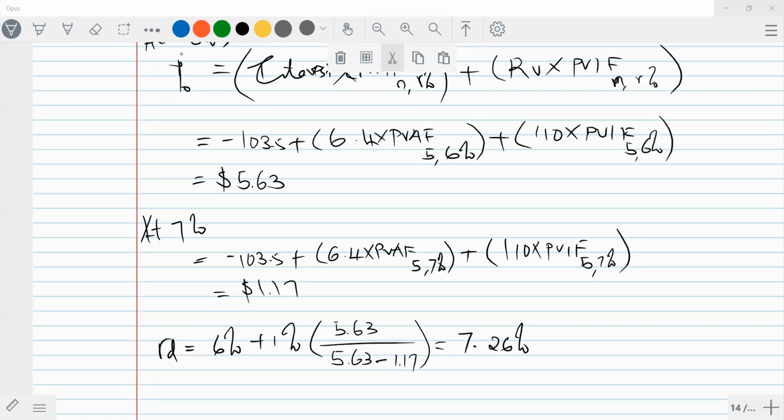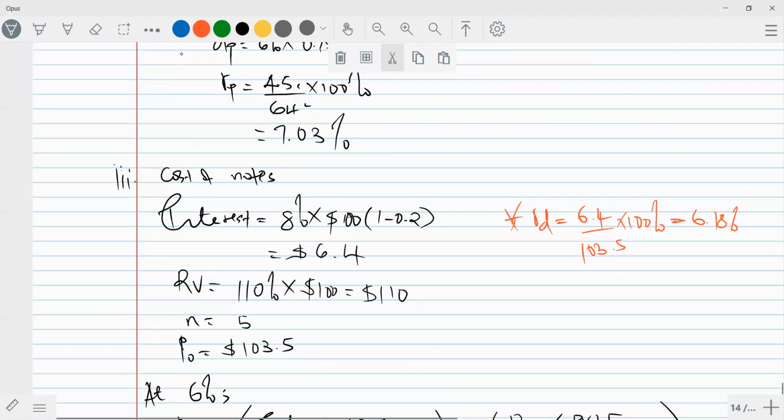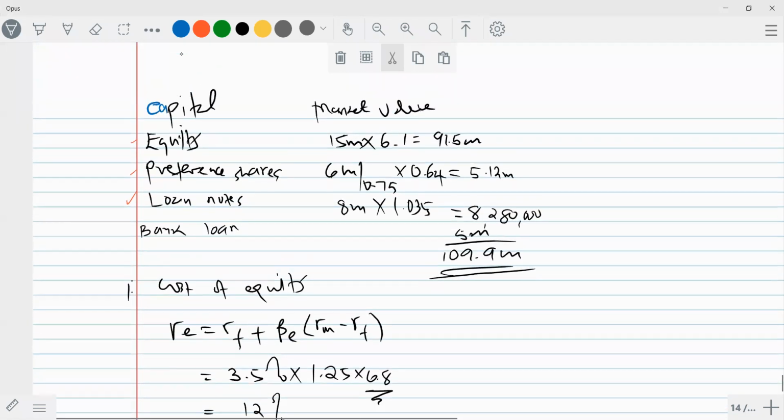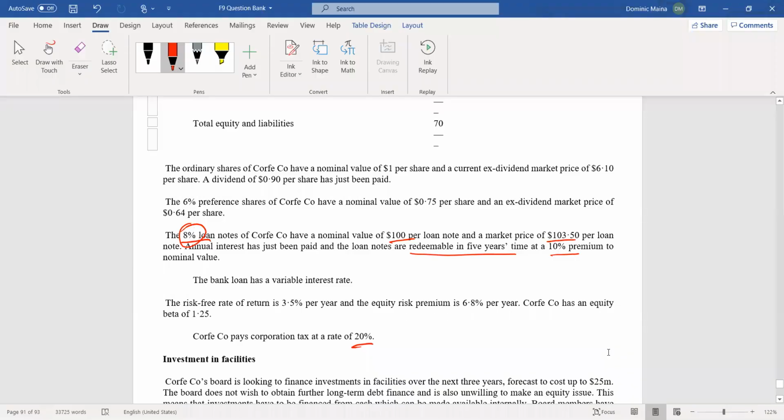So we have determined what ought to be the cost of capital from the three finance sources. Of course, next we need to get the cost of the bank loan. Let's refer back to the question. The only information available on the bank loan is this: the bank loan has a variable interest rate, nothing else.